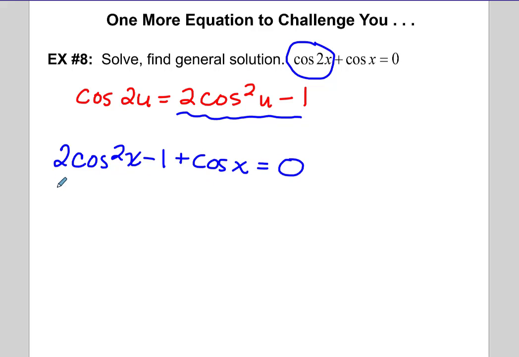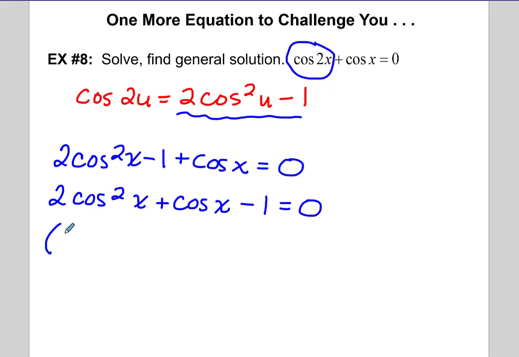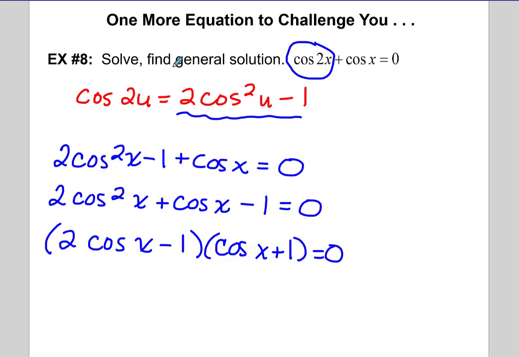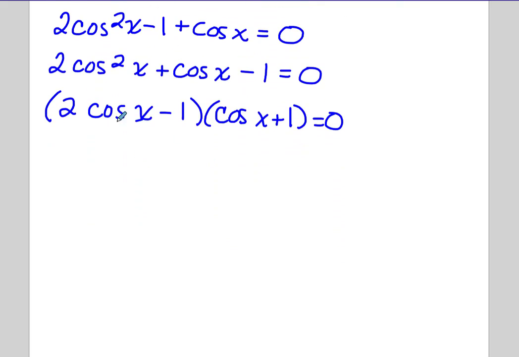And if I move the 1 around, you can see you've got a trinomial here that can be factored as the product of 2 binomials: 2 cosine x minus 1 times cosine x plus 1. And our goal here is to find all the places where this graph is 0. So the zero product property says when two factors are multiplied together and the answer is 0, then one of the factors has to be 0.